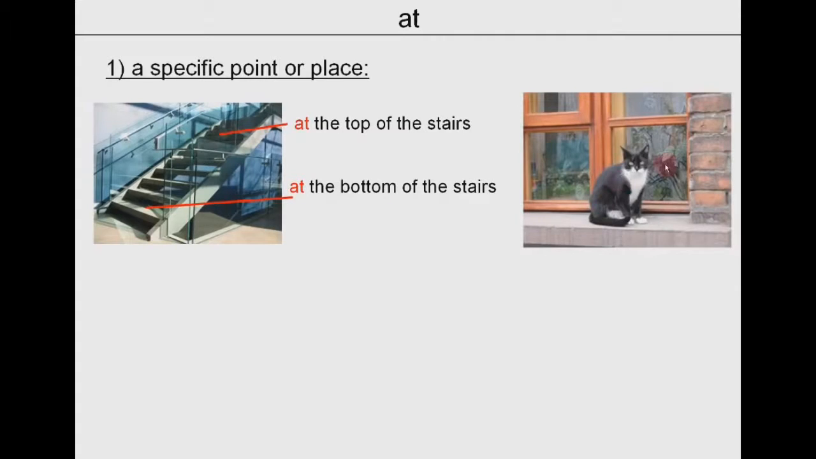Another example would be here we would say the cat is at the window. Okay. So again, window, this is a specific point or place. And some other examples would be, we can say at the door. So if somebody is at the door, or at the end of the street, for example, etc. So the first use is we can use the word at for a specific point or place.